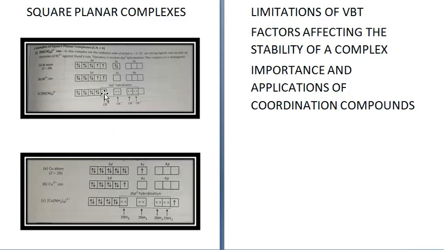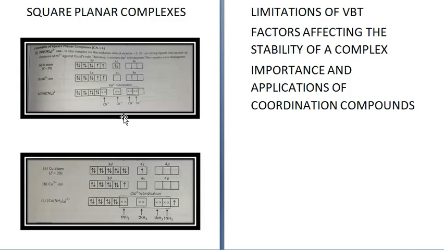and 4 dsp2 hybrid orbitals are formed, and each dsp2 hybrid orbital gets a lone pair from CN minus. 4 CN minus give 4 lone pairs and form 4 coordinate bonds with these dsp2 hybrid orbitals, and you get a complex Ni(CN)4 2 minus. Now all the electrons in this complex are paired, so this complex is diamagnetic in nature.